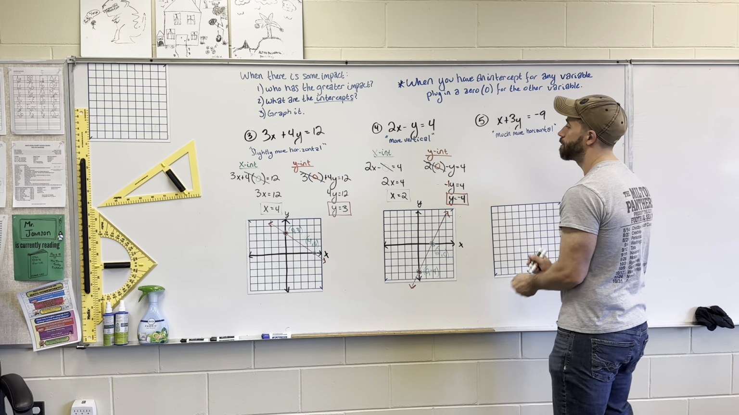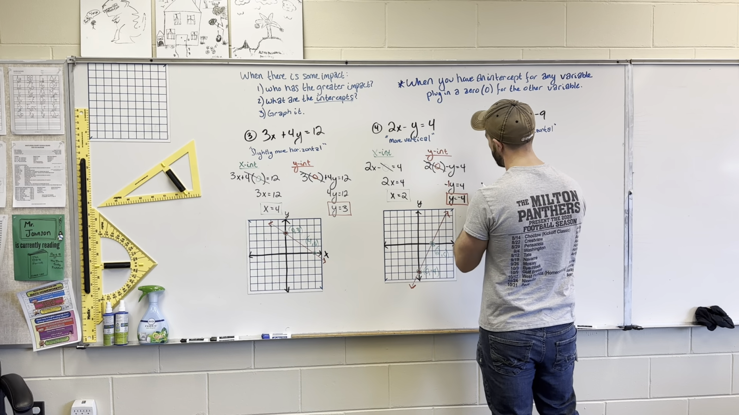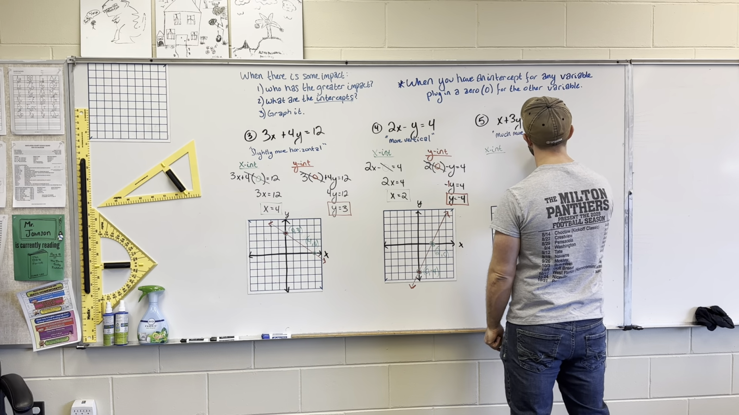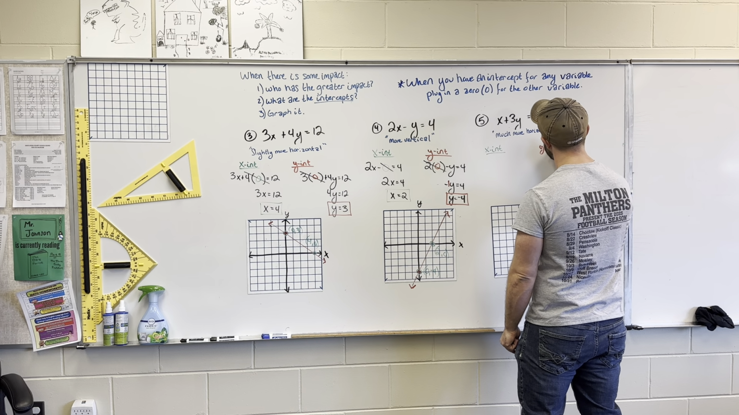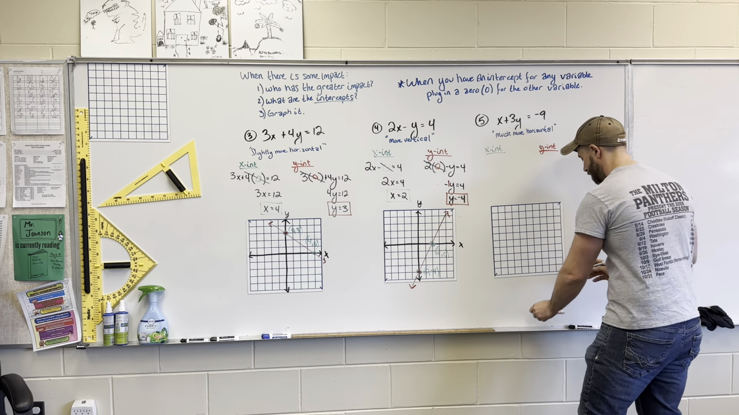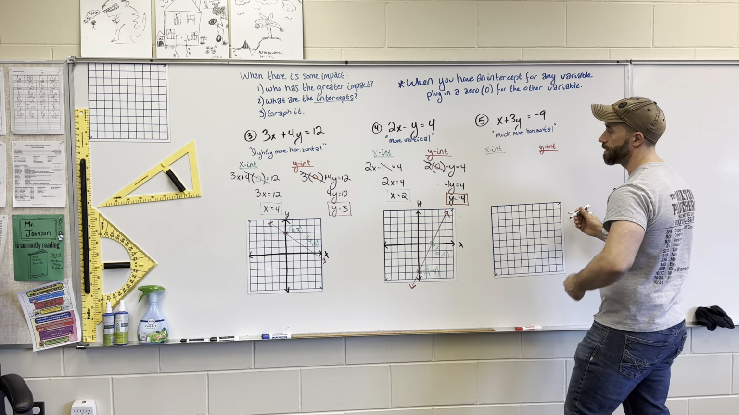So then I need to find both the x-intercept and the y-intercept. So x int for x-intercept, and then y int for y-intercept. That's an ugly y, but okay, you get it. Let's do the x-intercept first.